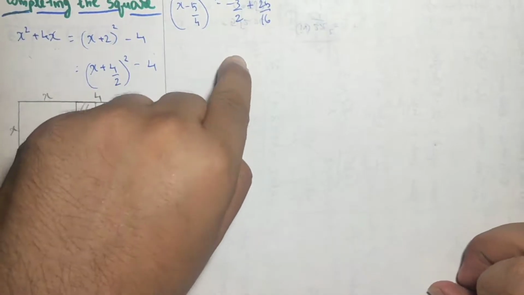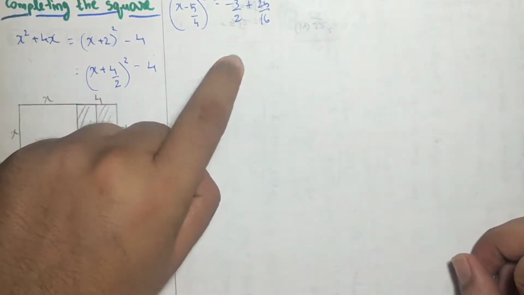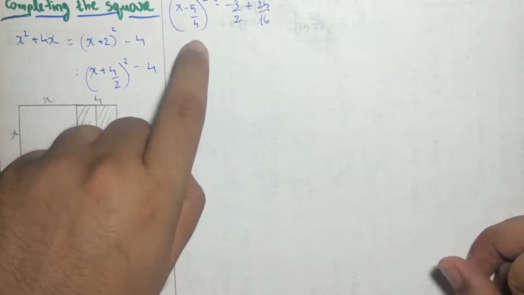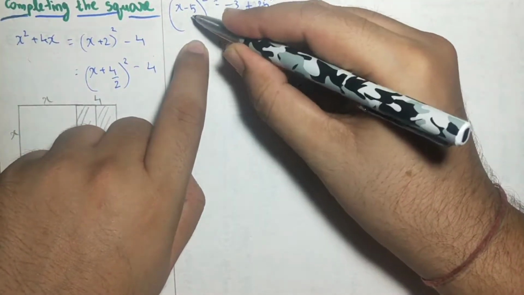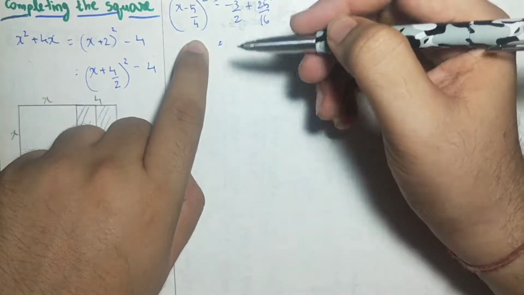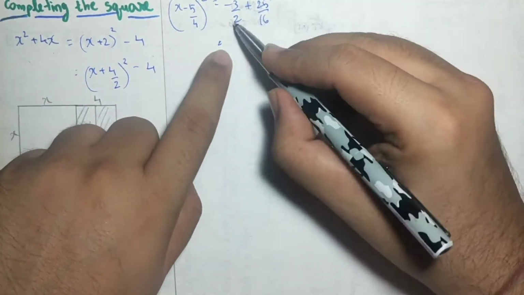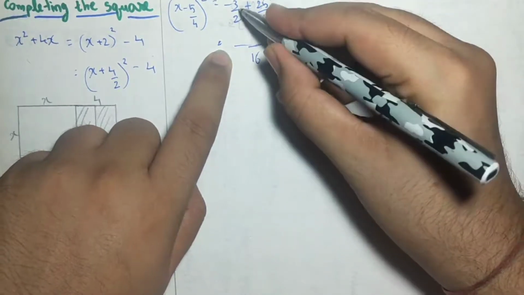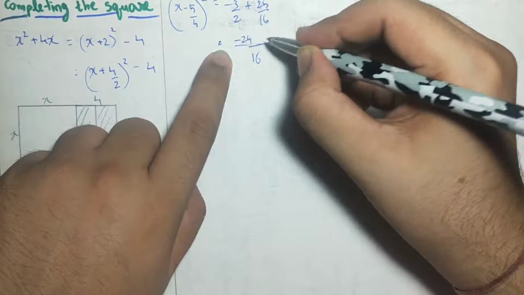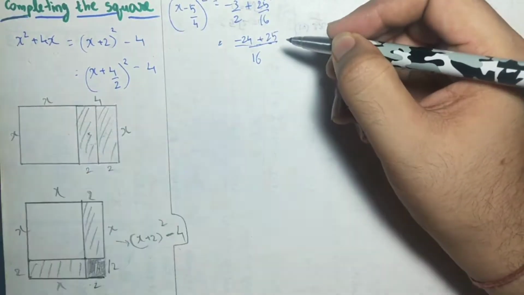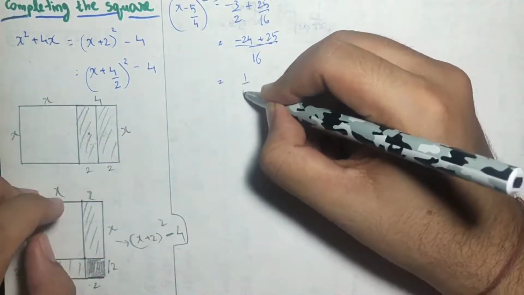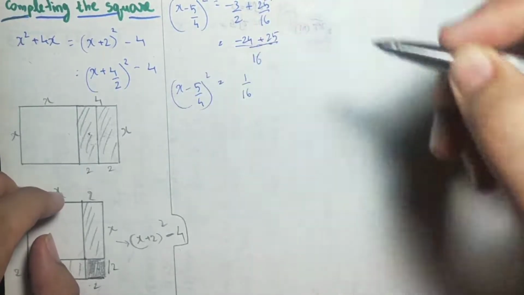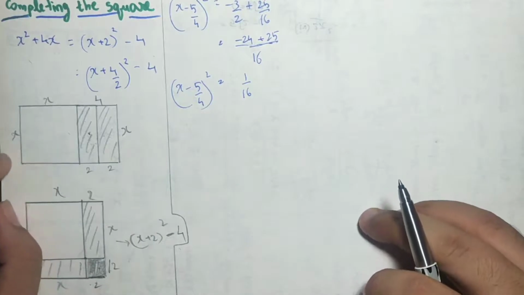Now, while we are getting this answer, we will take LCM on the right hand side. Don't solve this left hand side. You already got this as an answer. So don't again open the bracket a minus b whole square. You will again reach that point from which we have started. So the LCM is 16. I will write 16 over here. This will get multiplied by 8, so minus 24. And this will get multiplied with 1, that is plus 25. This will be 1 upon 16. That is x minus 5 by 4 whole square equals to 1 by 16.